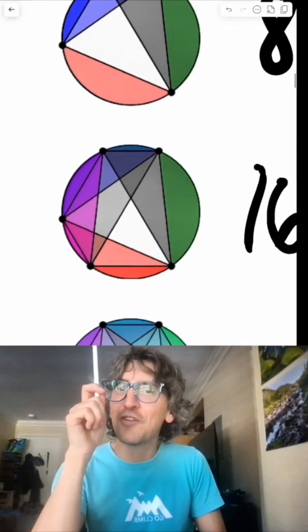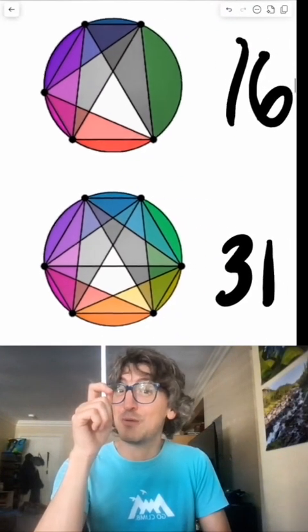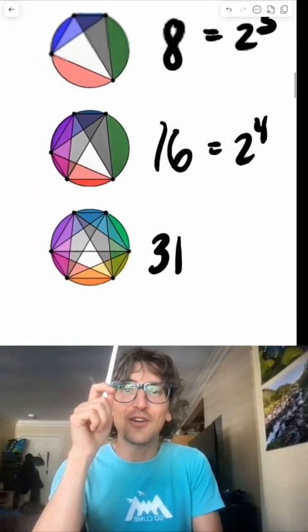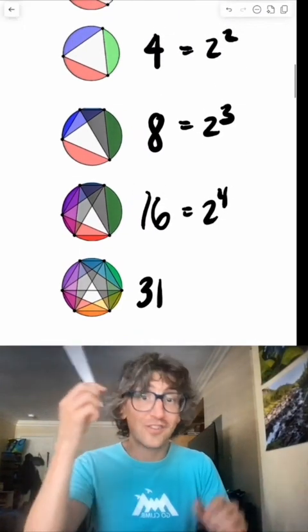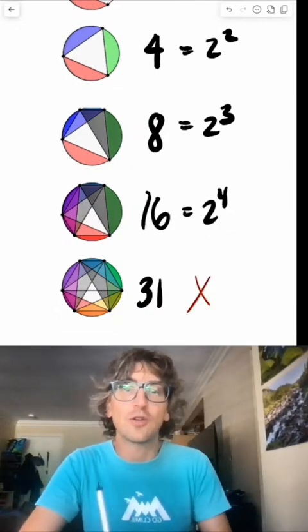But check very carefully, because if you think the next number is 32, which would be predictable, you would be wrong. It's actually 31. Believe it or not, that very familiar pattern of just taking powers of 2 does not persist in this particular example.